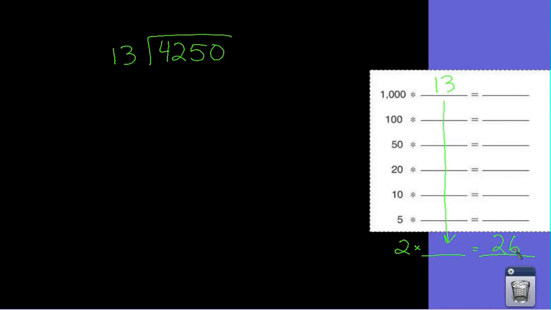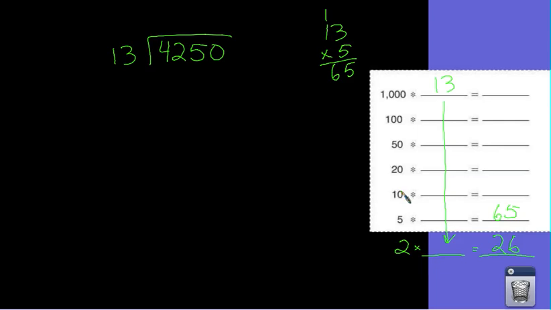13 times 5. If I can't think of that in my head, somewhere on my paper, I'm going to do the multiplication problem. 3 times 5 is 15. 1 times 5 is 5. So 13 times 5 is 65.